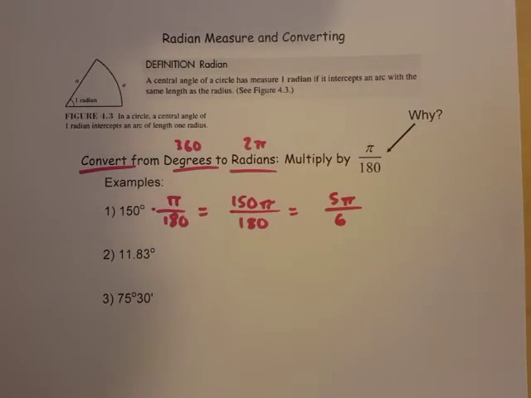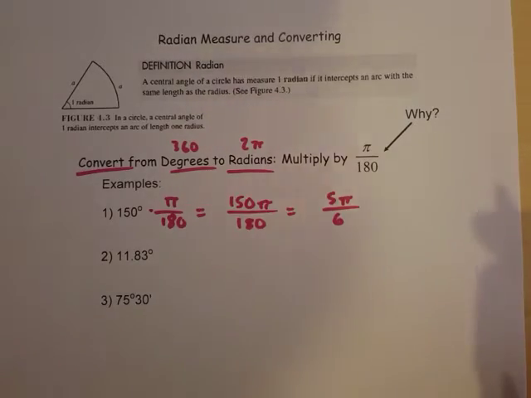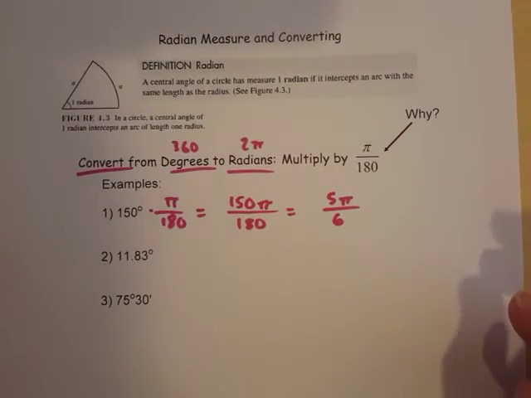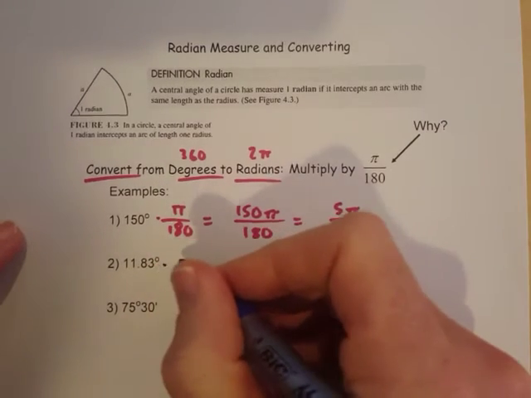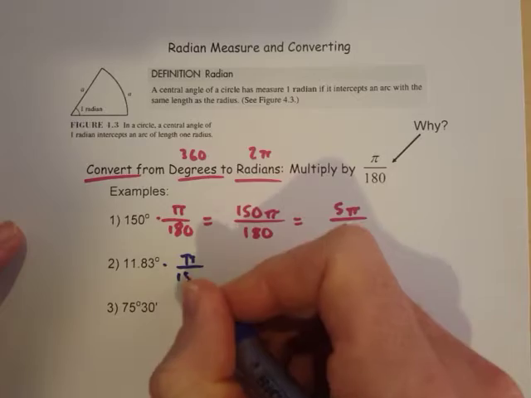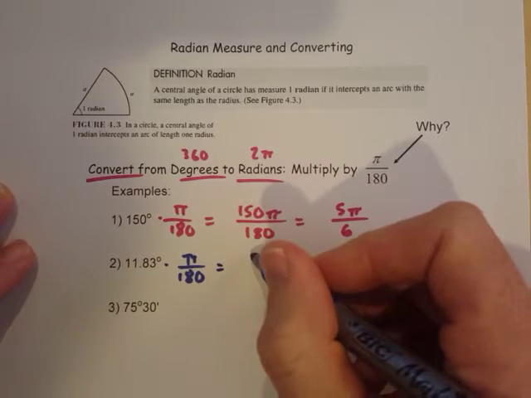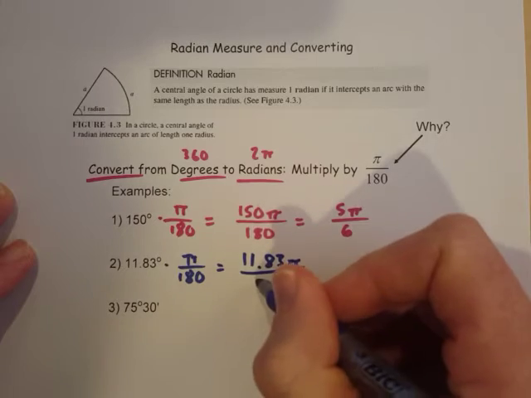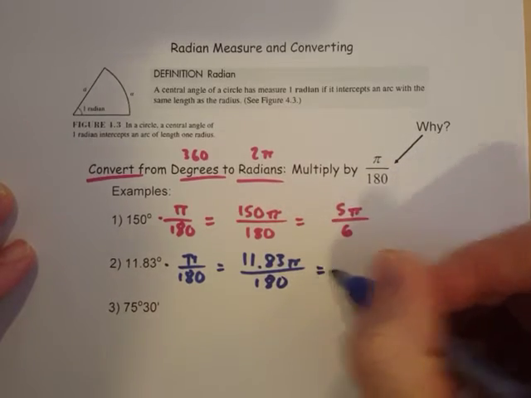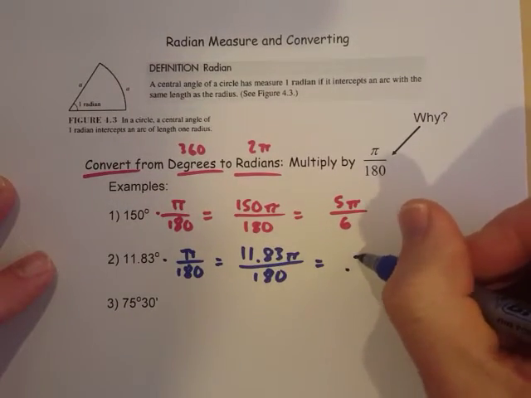Now the second one, as you'll notice, isn't quite as nice. The second one says 11.83 degrees. When you see something where it indicates a decimal right off the bat, they're just going to be looking for an approximation here anyway. So in this case, we're still going to multiply by pi over 180, but let's just work with numbers that are approximate at this point. So that means 11.83 pi over 180 if we put them together. And then we're just going to let the calculator do the work on this one. We're going to say, okay, well, divide those. It ends up being 0.21.